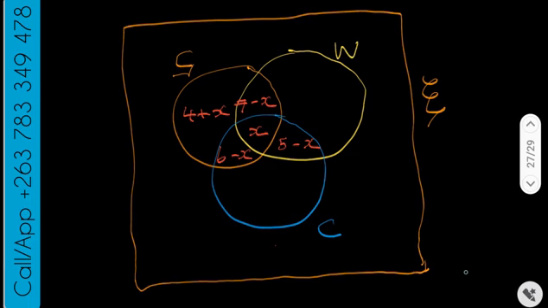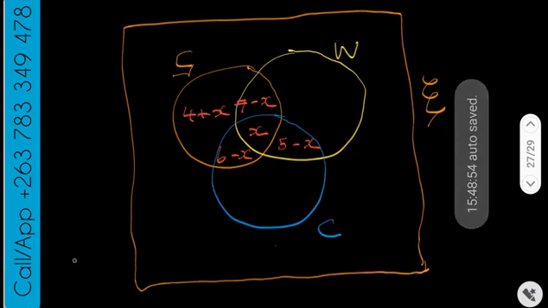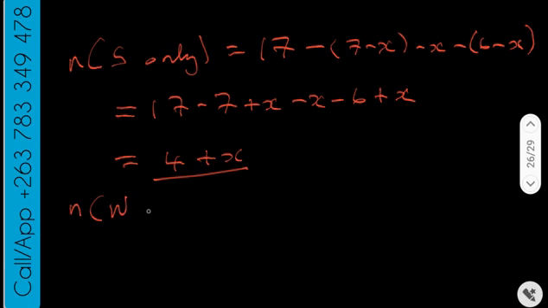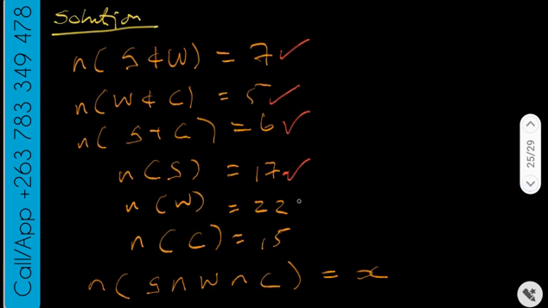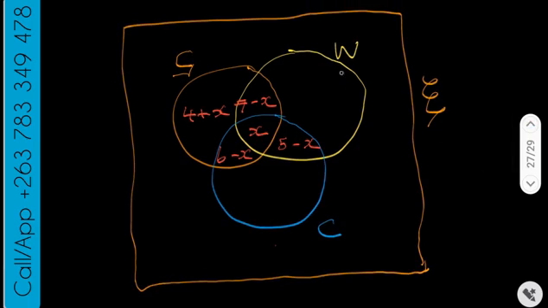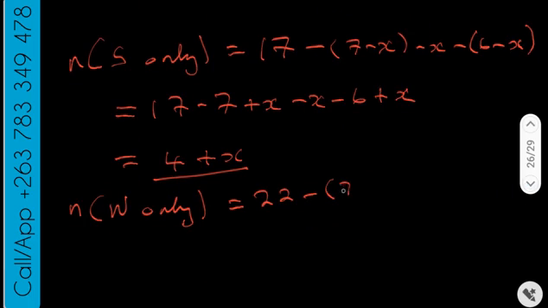Now we can do the same calculation to find the number of people who enjoyed the waterfalls only and nothing else. I would have to say the total number of people who enjoyed the waterfalls was 22. So I'll take 22 and subtract all the other regions, right? This is the set for waterfalls. I want to find the number of people here. So if the total is 22, I'll subtract these ones, this one, and that one: 7 minus X, X, 5 minus X.